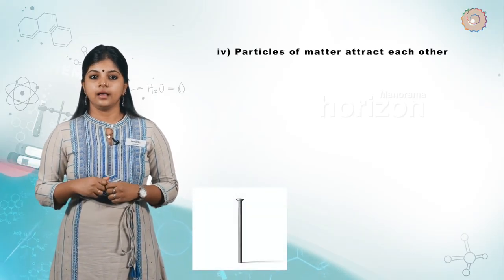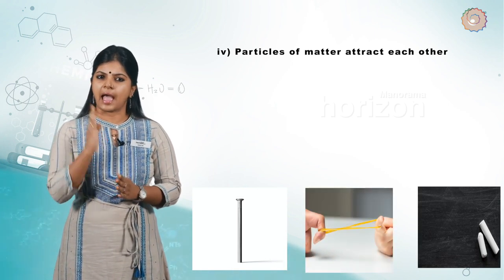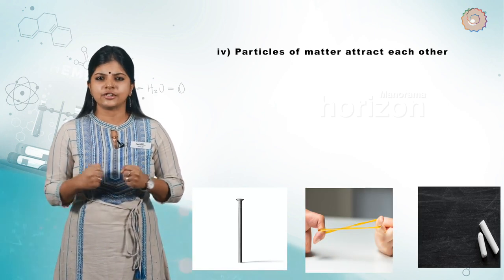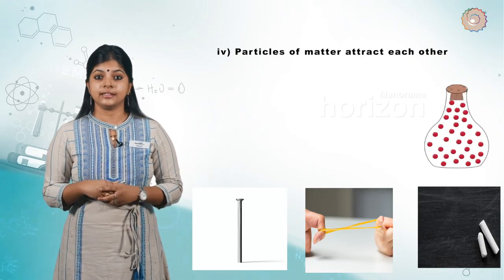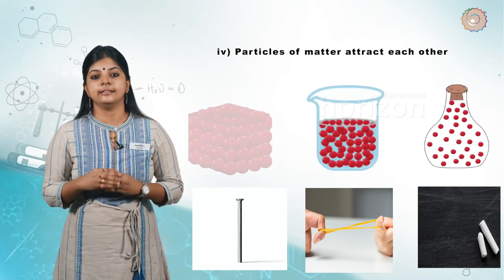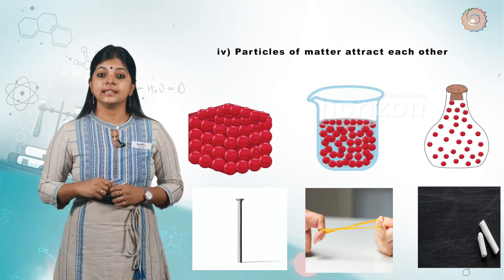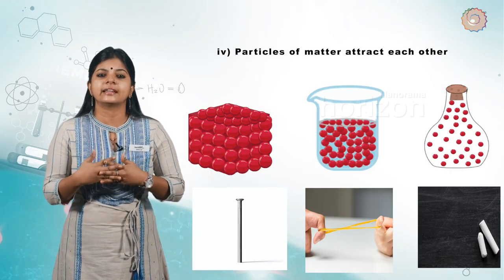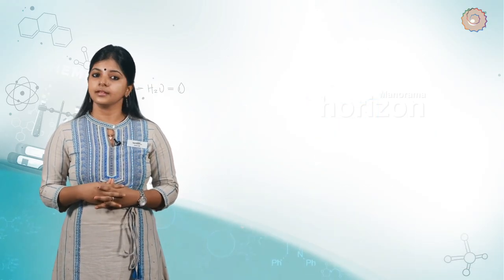Now here's a simple test to prove that the particles of matter attract each other. Take an iron nail, a piece of chalk and a rubber band. Try breaking them by hammering, cutting or by stretching. It is easier to break the chalk, less easy to break the rubber band and difficult to break the iron nail. This is because the particles in the iron nail are held together with greater force of attraction than in the rubber band or chalk.